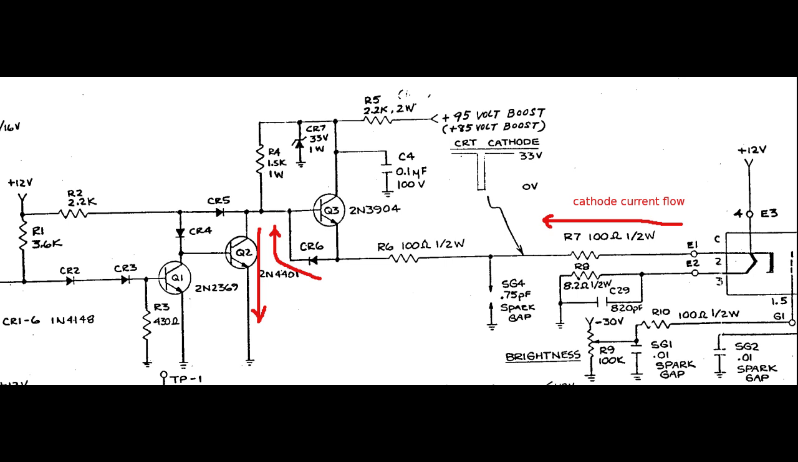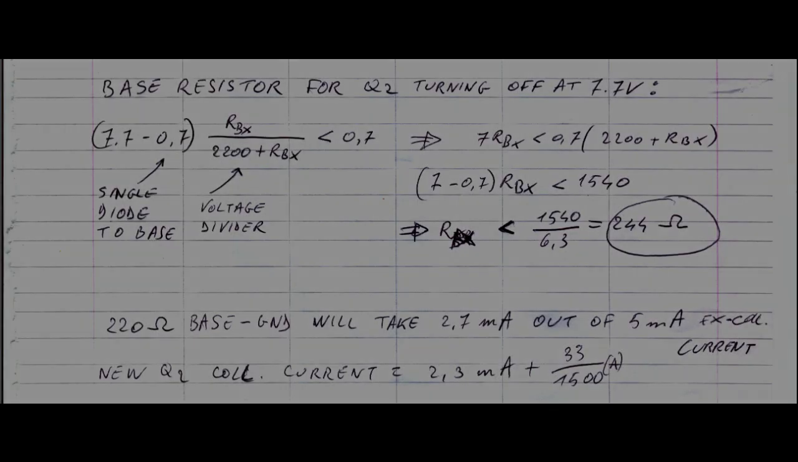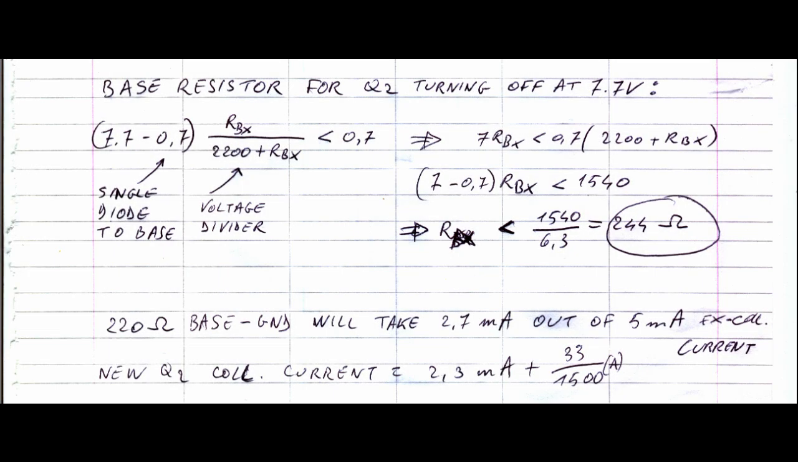Q2 will keep conducting until the 12-volt rail drops below about 1.4 volts, since there is no voltage divider on its base circuit. Now we could be tempted to just add a resistor from Q2's base to ground to avoid it turning on after Q1 starts turning off. So let's see what value this resistor should have with a similar calculation as before. Turns out that this resistor should be 220 ohms or less.